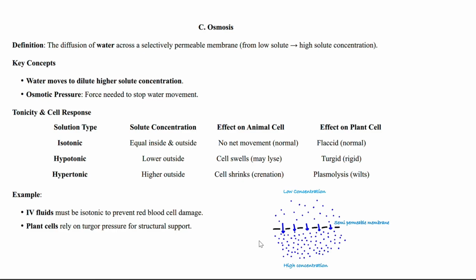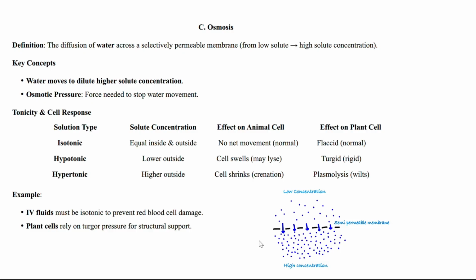Now let's turn our attention to a very special type of passive transport, osmosis. Osmosis is all about the movement of water. It's the diffusion of water across a selectively permeable membrane, moving from an area where solute concentration is low to where it's high. In simpler terms, water moves to dilute the more concentrated side. So it's the cell's way of balancing the solute levels on both sides of the membrane.